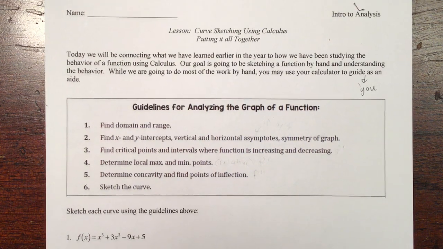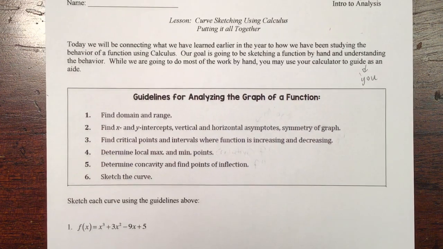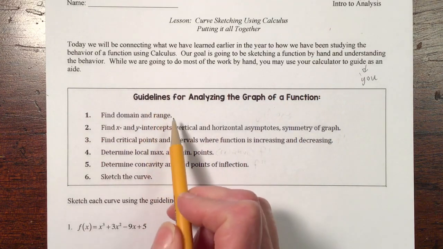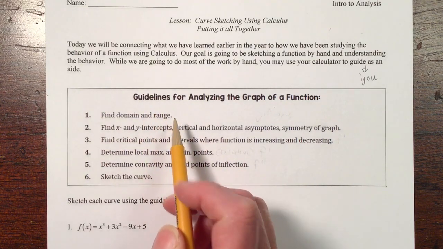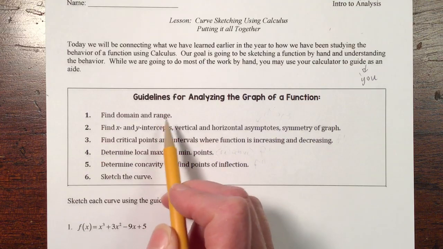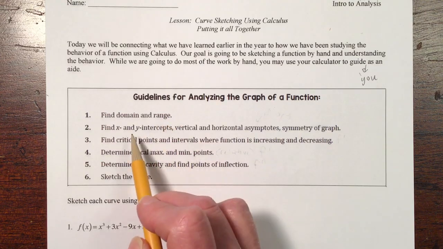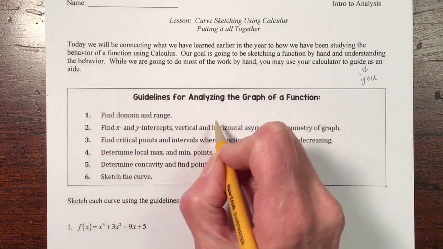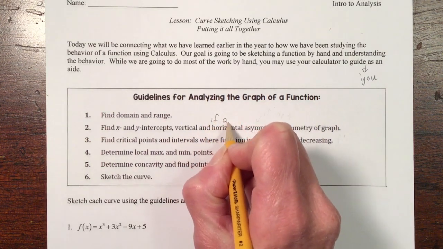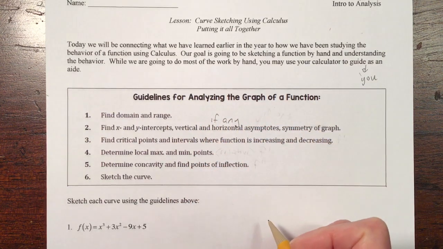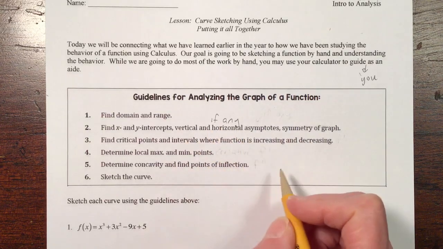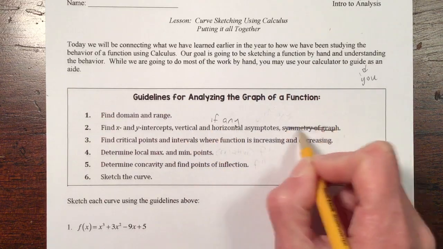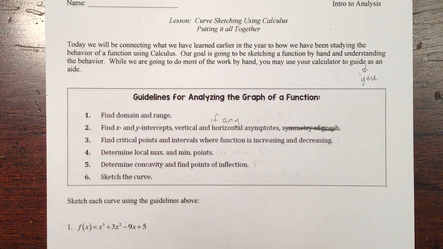as an aid. Our basic guidelines for analyzing the graph of a function is to always identify the domain and the range just to get a sense of what may be going on in the function. You're going to find your x and y intercepts, and any vertical asymptotes, if any. Remember, there are specific cases where we have them and when we don't. And we're not going to worry about the symmetry of the graph at this point in time.